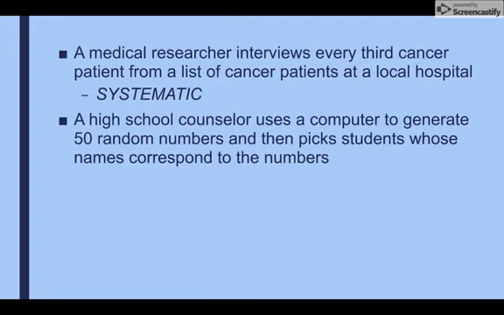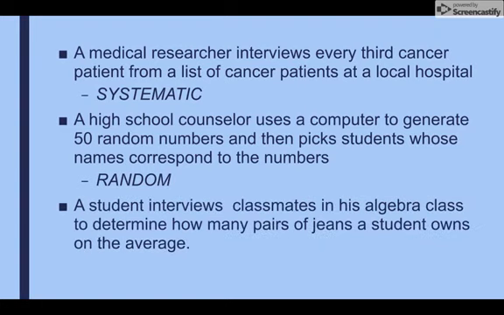Scenario 6. A high school counselor uses a computer to generate 50 random numbers and then picks students whose names correspond to the numbers. That's random, using a random number generator. And scenario 7. A student interviews classmates in his algebra class to determine how many pairs of jeans a student owns on the average. Using classmates, that's convenience.